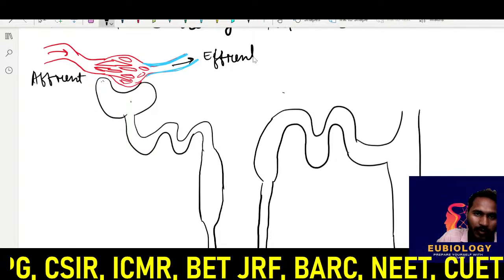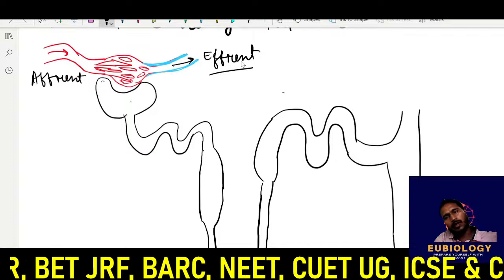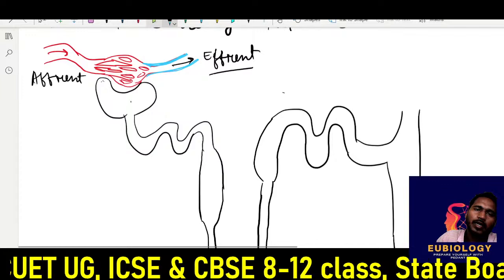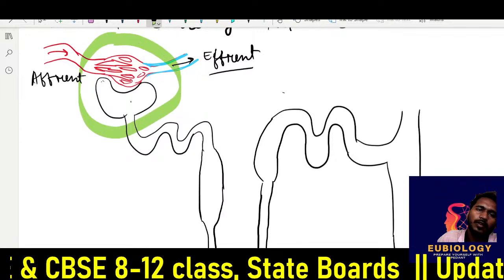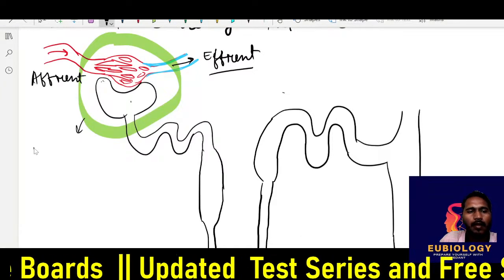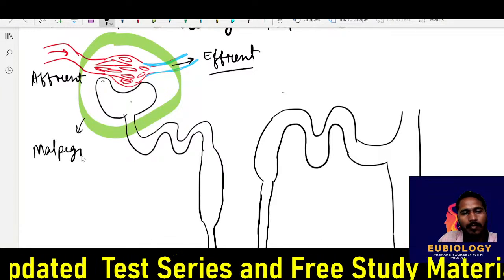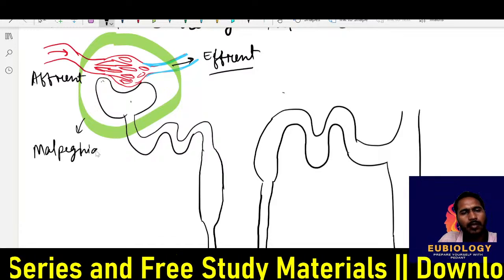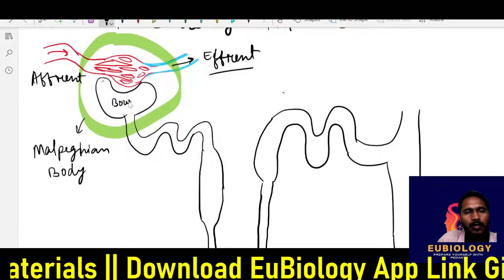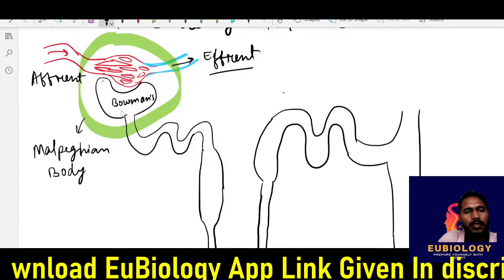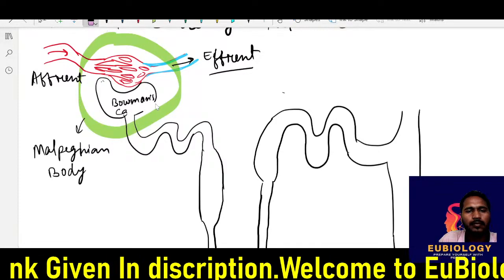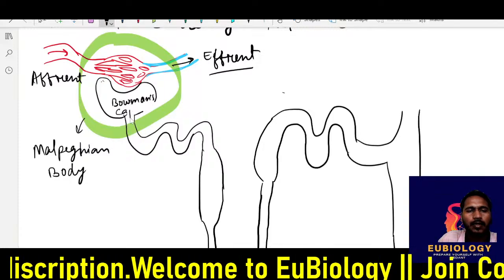Okay. So efferent, remember it, it is exit, and afferent is where blood is coming inside. So this whole diagram, this complete diagram altogether, will be called a Malpighian body. What is it called? Malpighian body, and this is called a Bowman's capsule.